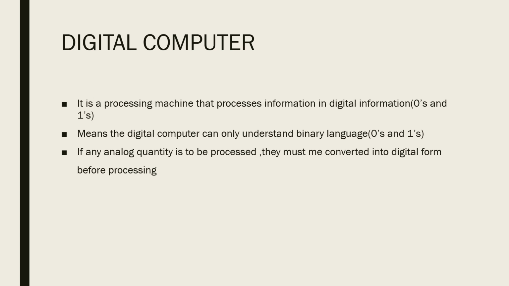So first start with what is a digital computer. A digital computer is a processing machine that processes information in the form of binary numbers, that is 0 and 1s. A digital computer only understands binary language in the form of zeros and ones, and for converting analog signal to digital signal we need various compilers, translators, interpreters, etc.